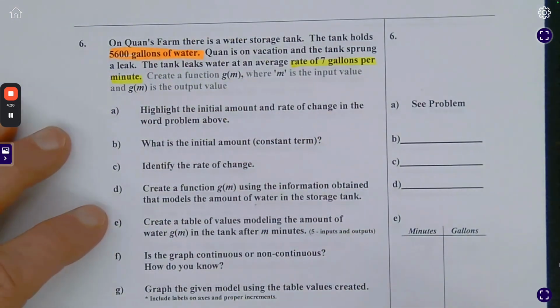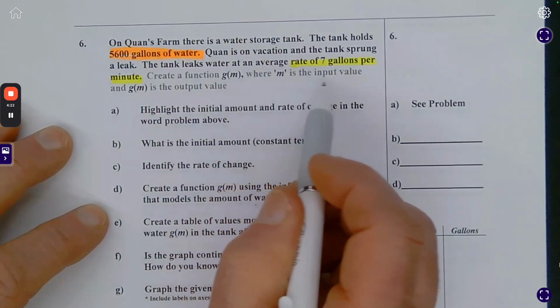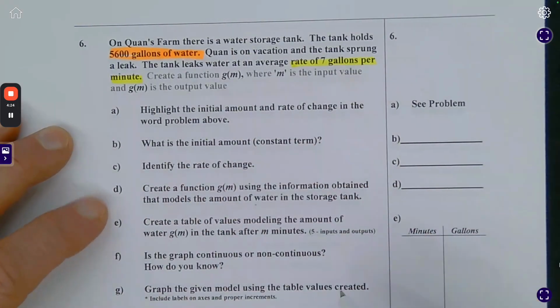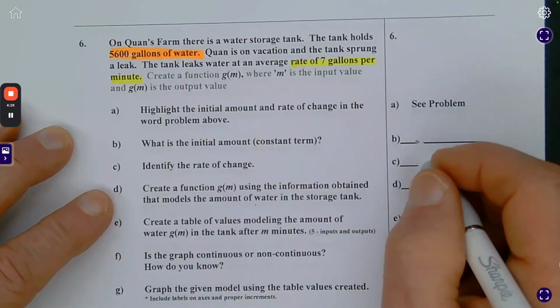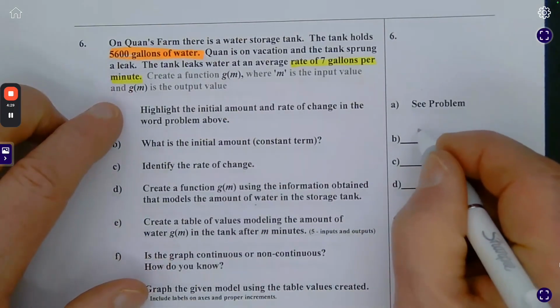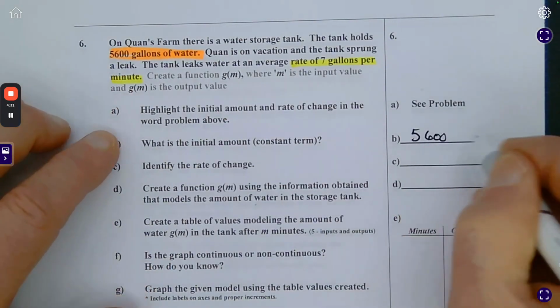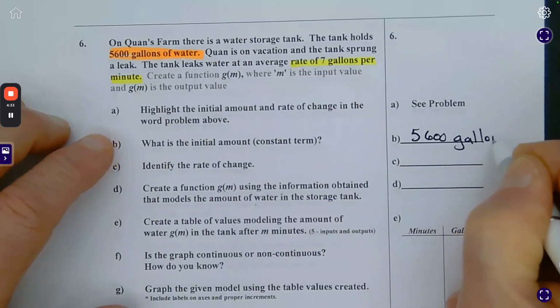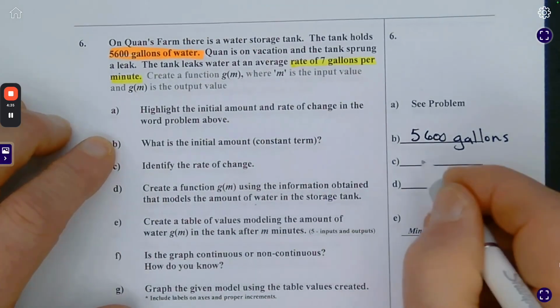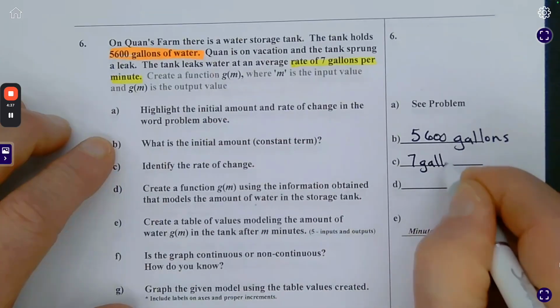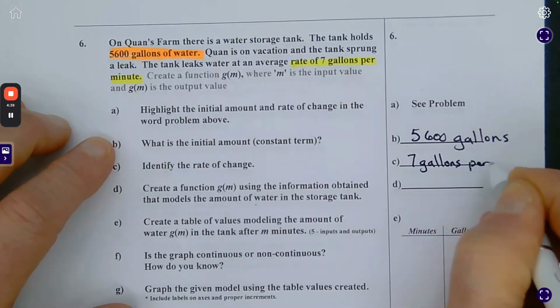We're going to create a function, g of m, where m is the input value and g of m is the output. All right, the initial amount, I think I said 5,400. That looks like 5,600 to me now. 5,600 gallons. The flow rate is 7 gallons per minute.